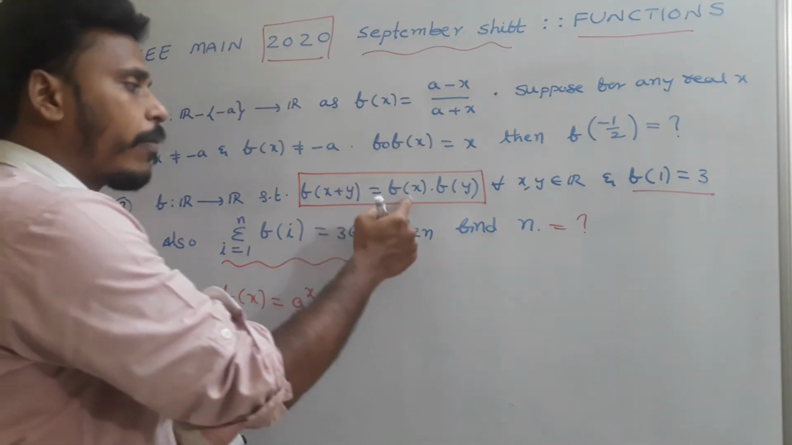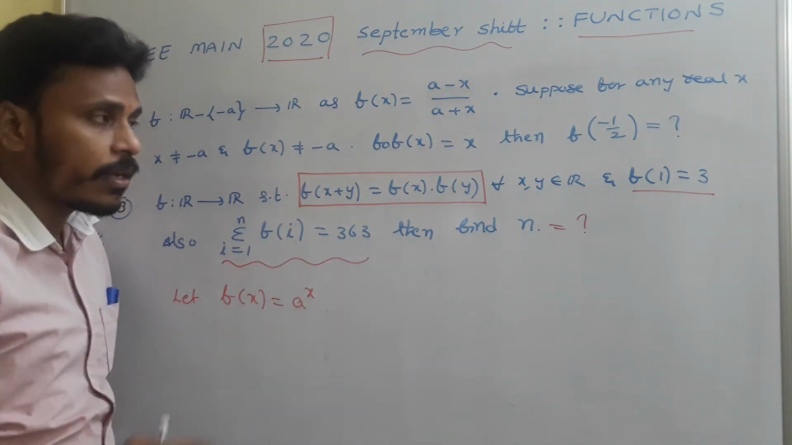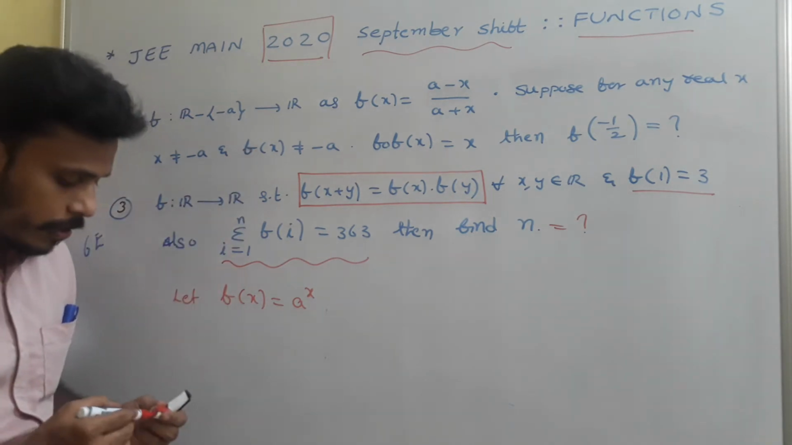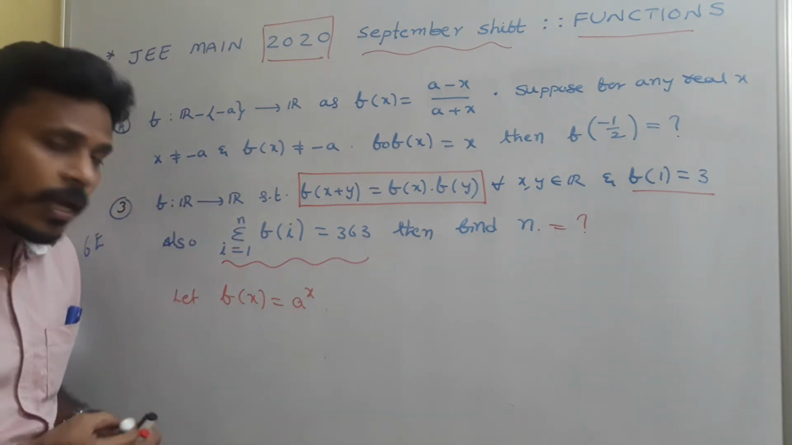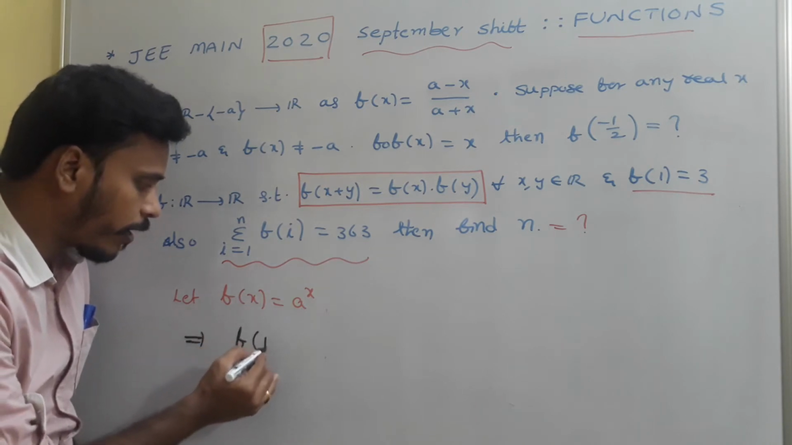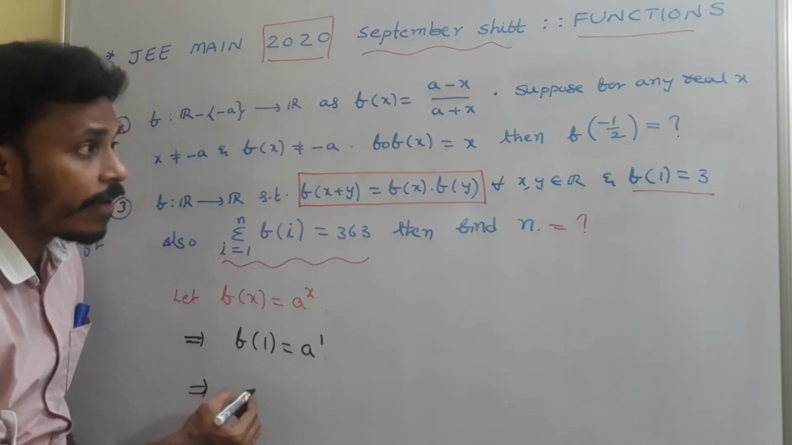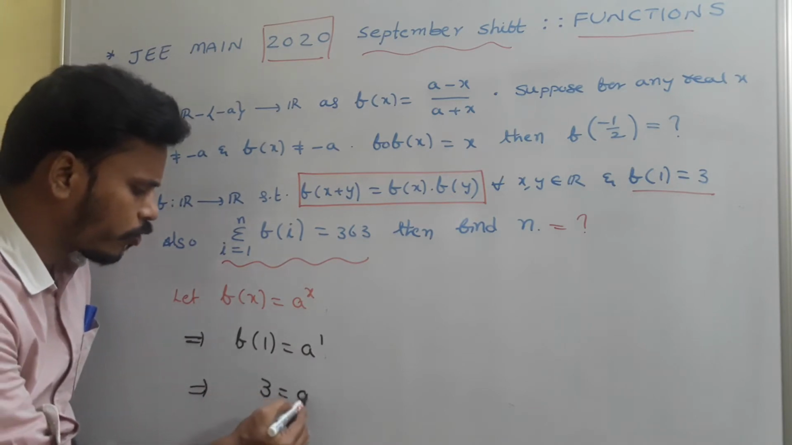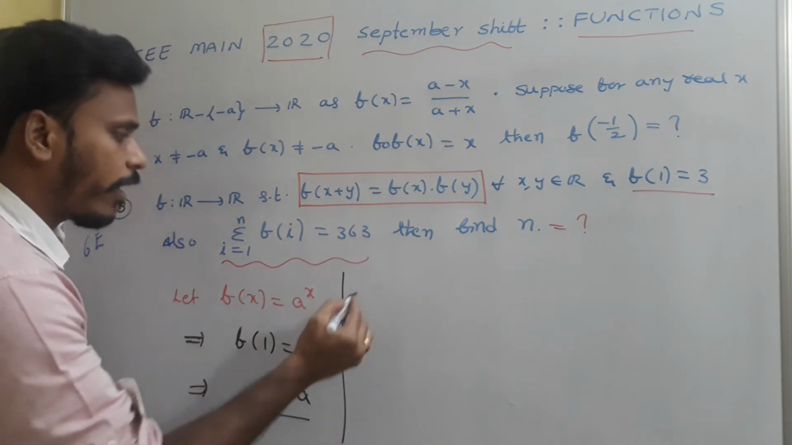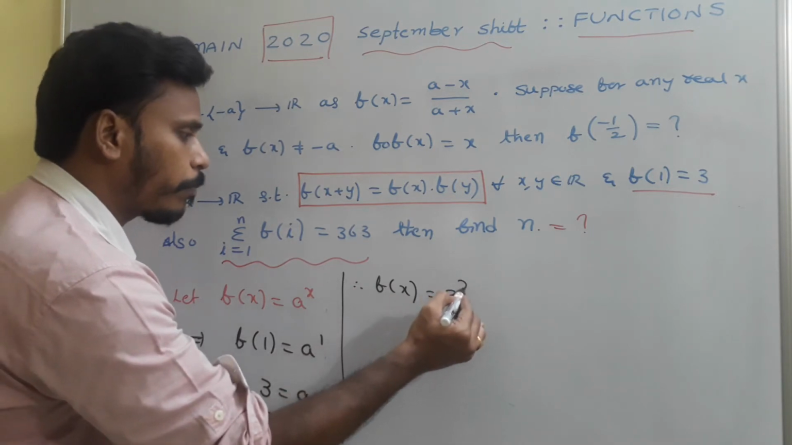Is it right? A power x into a power y is a power x plus y. So f of x is a power x. Since f of x is a power x, what is f of 1? It is 3, as given. Let f of x be a power x, that implies f of 1 is equal to a power 1. But f of 1 we have as 3, so 3 is equal to a, so a is equal to 3. Since a is equal to 3, therefore the function f of x is simply 3 power x.